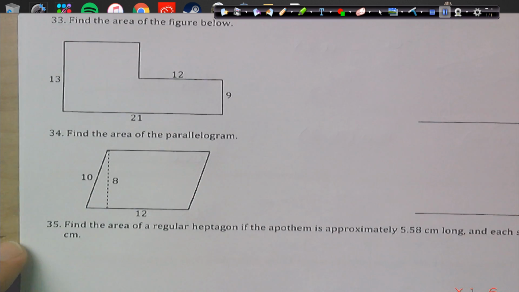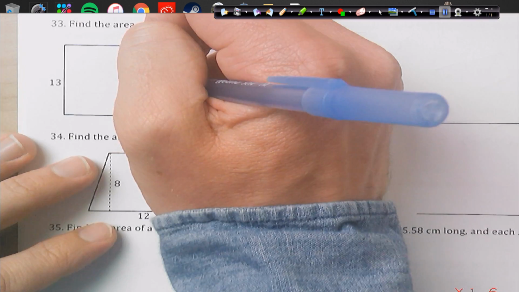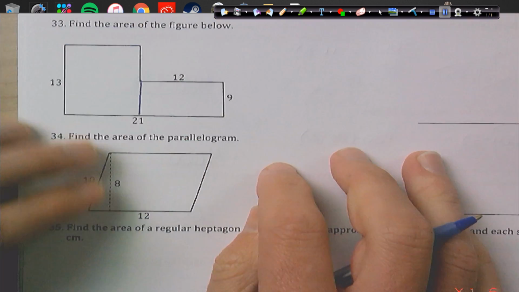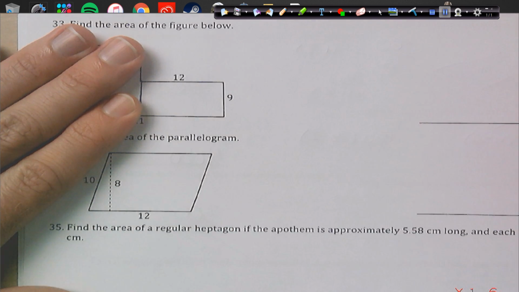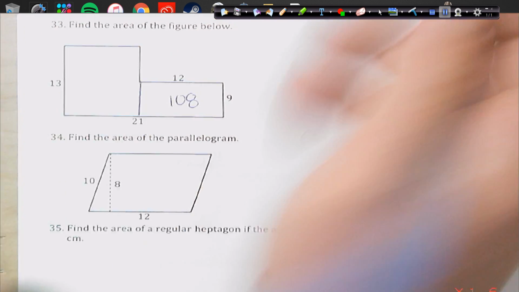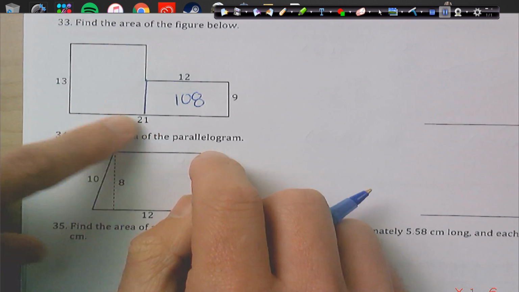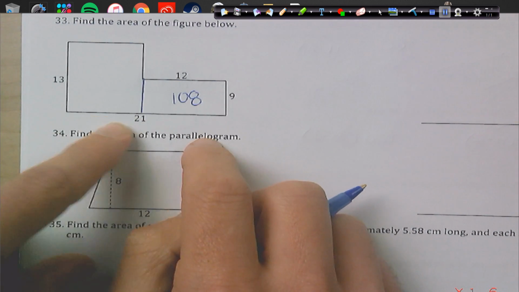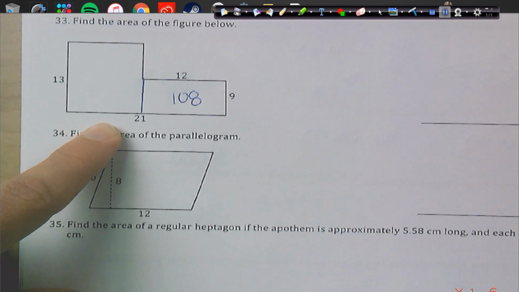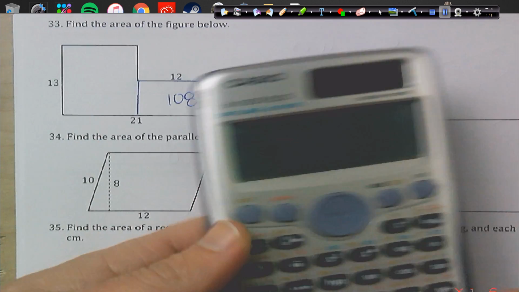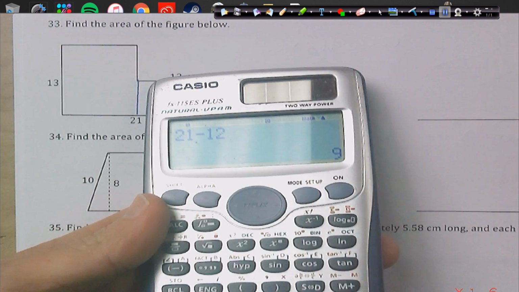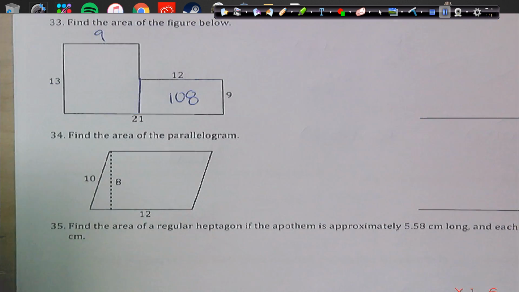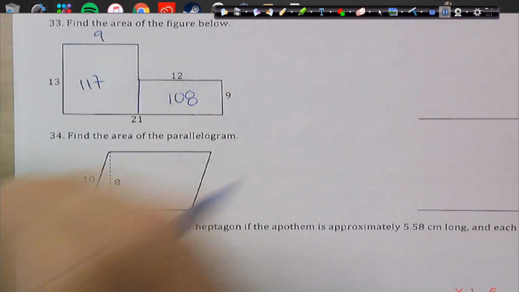Find the area of the figure below. I'm going to cut that off right there. This part is 12 times 9, and we get 108. Over here we want to find this measure, so we do 12 away from 21. We take that 21, take 12 away, and we get 9. So this length is 9. Then we do 9 times 13, which is 117. Add them together.